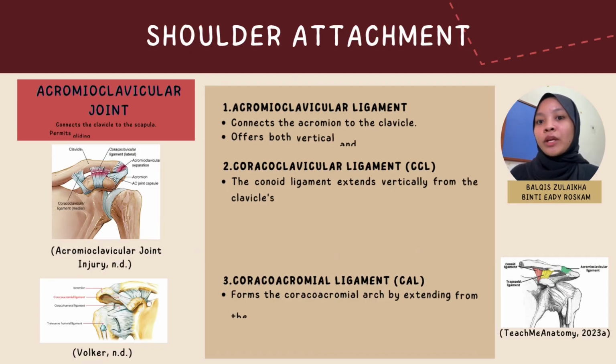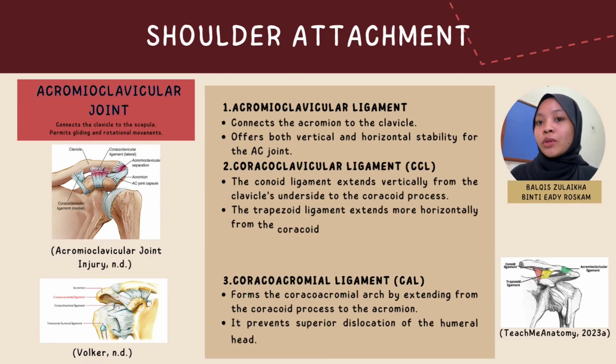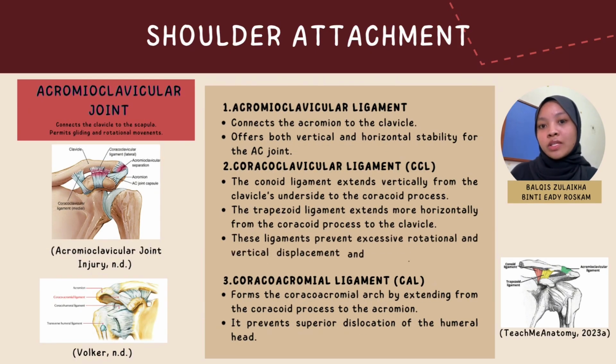Next is the acromioclavicular joint, also known as the AC joint. The first ligament of this joint is the acromioclavicular ligament. It connects the acromion to the clavicle and offers both vertical and horizontal stability for the AC joint. Next is the CCL, or coracoclavicular ligament, which can be divided into two, the conoid and trapezoid ligaments.